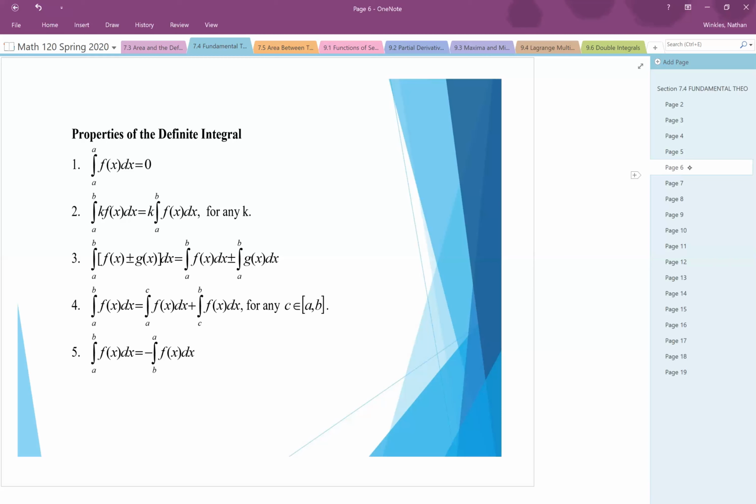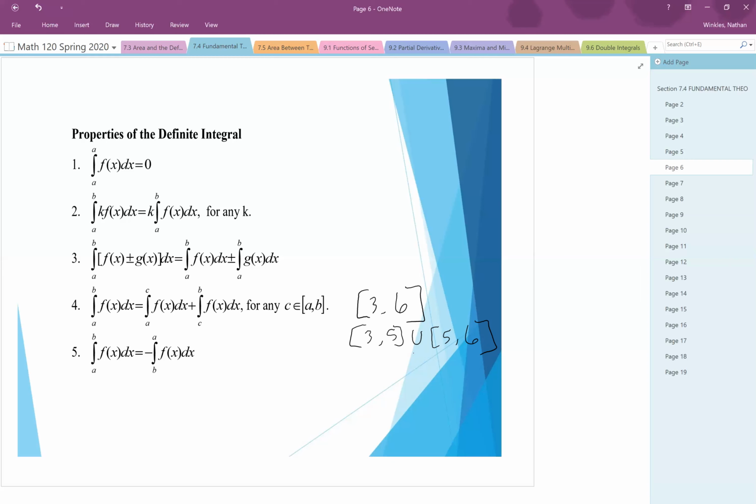For the fourth one there, the integral from a to b of f of x dx is equal to the integral from a to c of f of x dx plus the integral from c to b of f of x dx for any c value contained in that interval a to b. So say you had the integral from 3 to 6, then we could break this apart to 3 to 5 union 5 to 6. So in that case, C would be 5, A is 3, B is 6. We could break this apart.